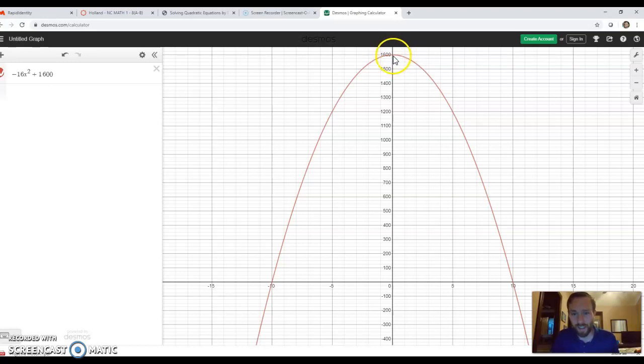So we could imagine that the helicopter is here. I actually drew a little picture that represents the helicopter. The helicopter is here, and the package is being dropped at the vertex, and we're trying to figure out how long it's going to take for that package to hit the ground. So basically, we're trying to find the zeros.